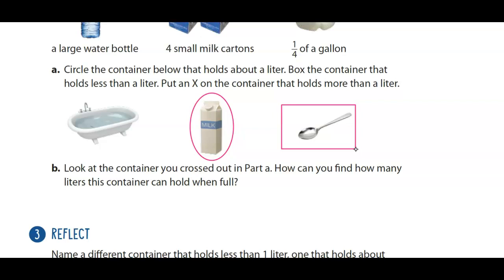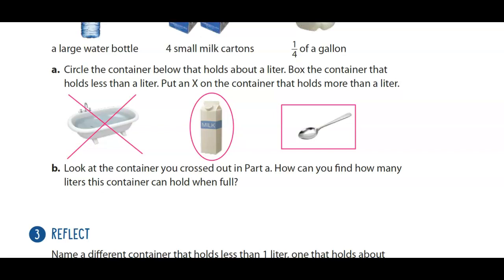And then it says put an X on the container that holds more than a liter. Okay, so that would be what? The bathtub. Look at those perfect lines. Just so you know, I am Iron Man.